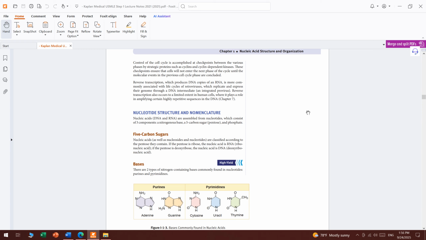Bases. There are two primary types of nitrogen-containing bases commonly found in nucleotides, distinguished by their chemical structure and the number of rings they possess: purines and pyrimidines. These bases are heterocyclic aromatic compounds.